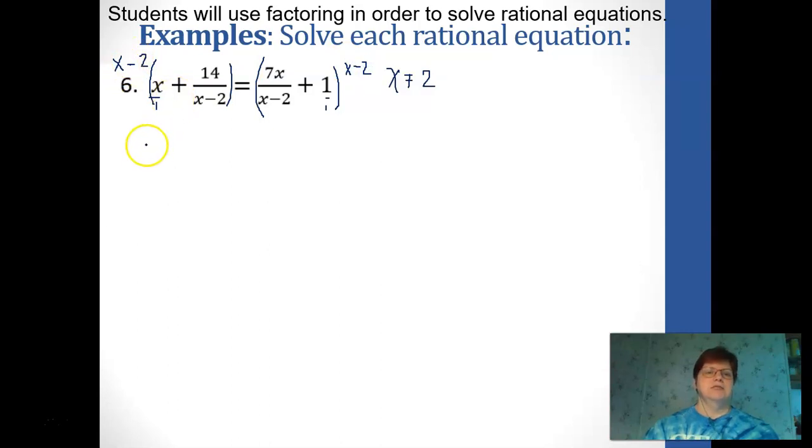So x minus 2 times x is x squared minus 2x. The x minus 2's cancel, so that gives me plus 14 equals 7x divided by x minus 2 times x minus 2. The x minus 2's cancel, so that gives me 7x plus 1 times x minus 2, and that's just going to be x minus 2.